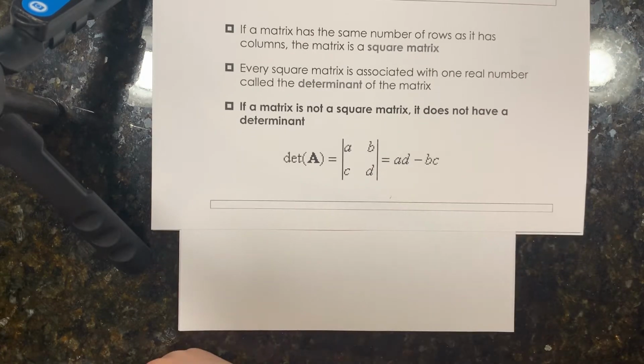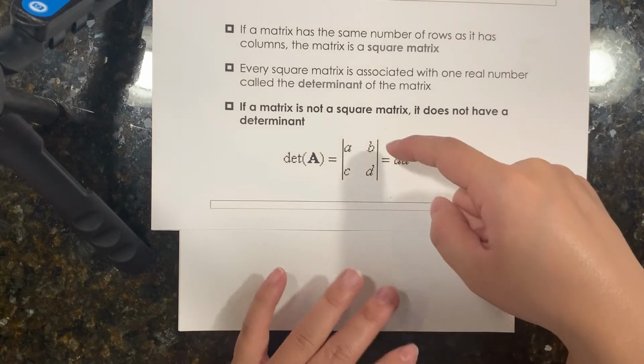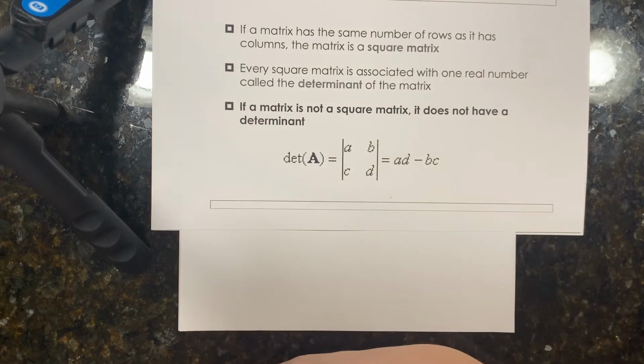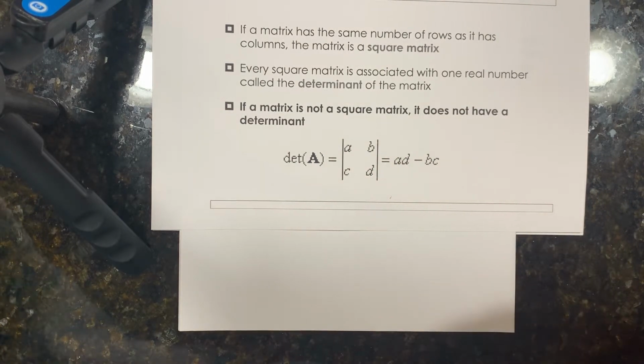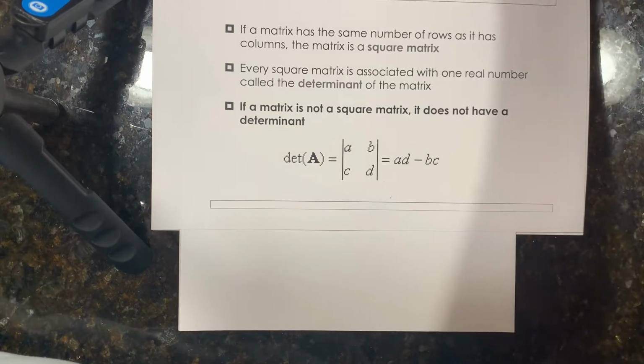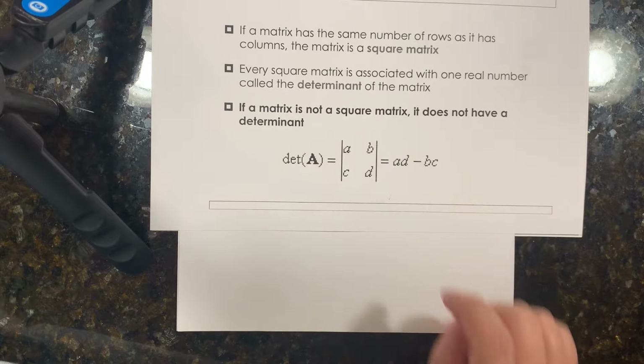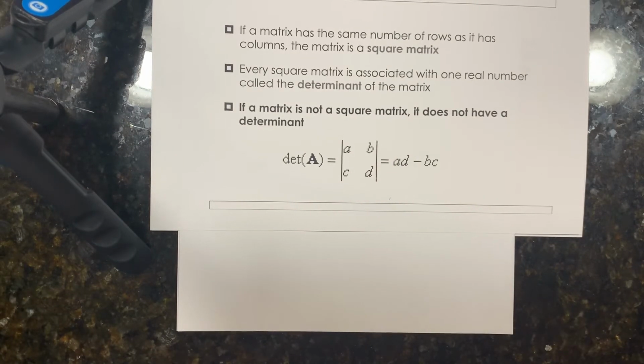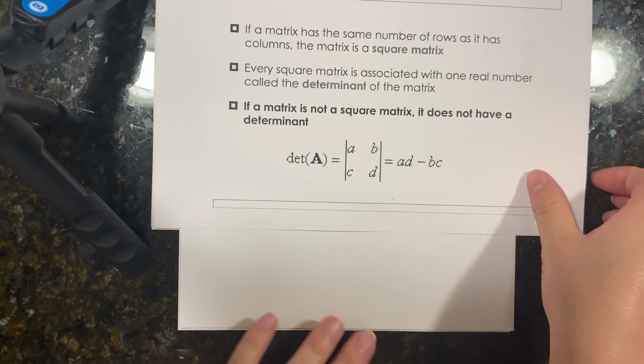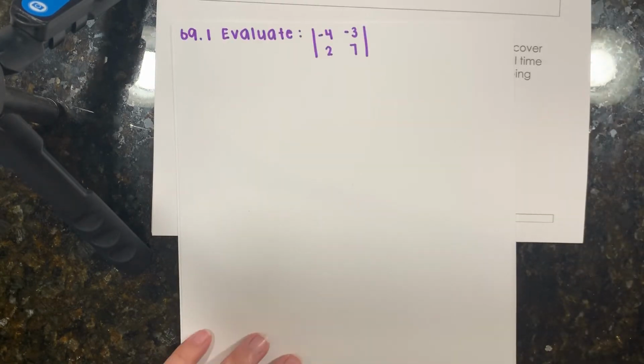We're going to be working with 2 by 2 matrices where there are 2 columns and 2 rows. It's going to look like this. They're going to look like they're in 2 absolute value symbols, basically. And this is how you evaluate it. So it's going to be the top left times the bottom right minus the top right times the bottom left. And you just have to evaluate it from there. So that's how you evaluate a matrix. And I'm going to show you how this works.